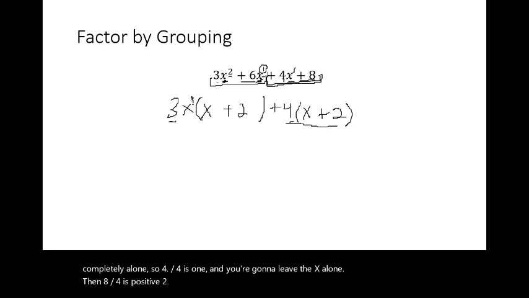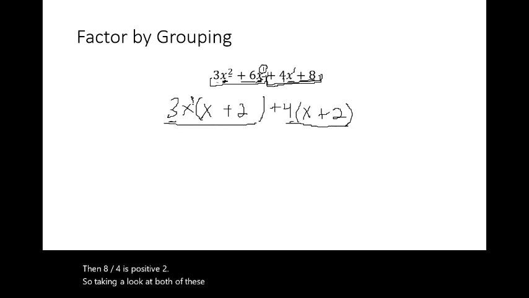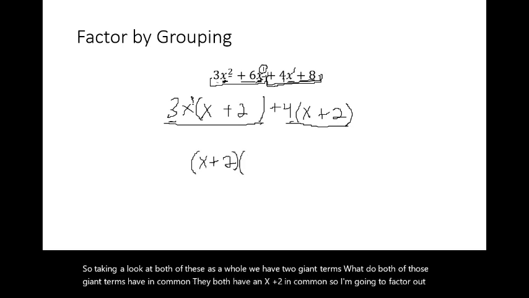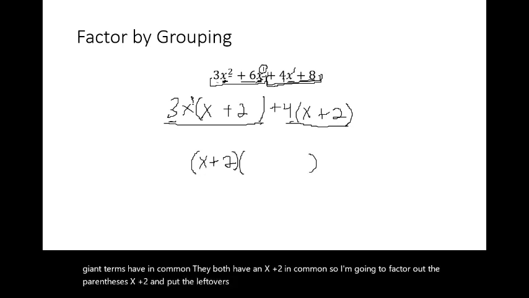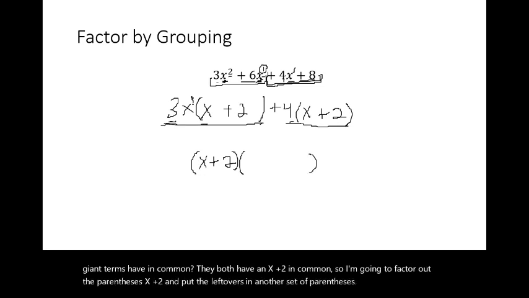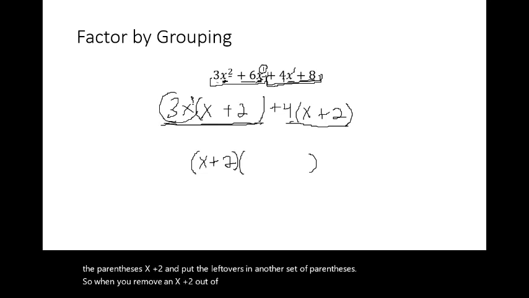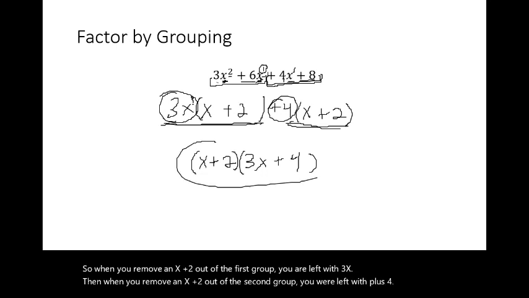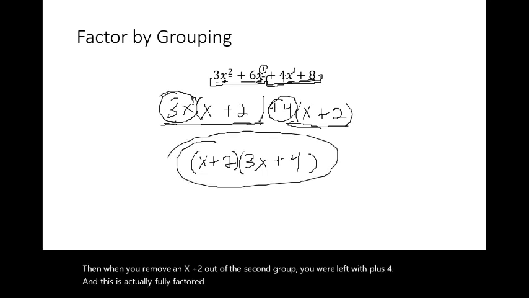So now, taking a look at both of these as a whole, we have two giant terms. What do both of those giant terms have in common? They both have an x plus 2 in common. So I'm going to factor out the parentheses x plus 2 and put the leftovers in another set of parentheses. So when you remove an x plus 2 out of the first group, you are left with 3x. Then when you remove an x plus 2 out of the second group, you are left with plus 4. And this is actually fully factored, and that is actually going to be your final answer.